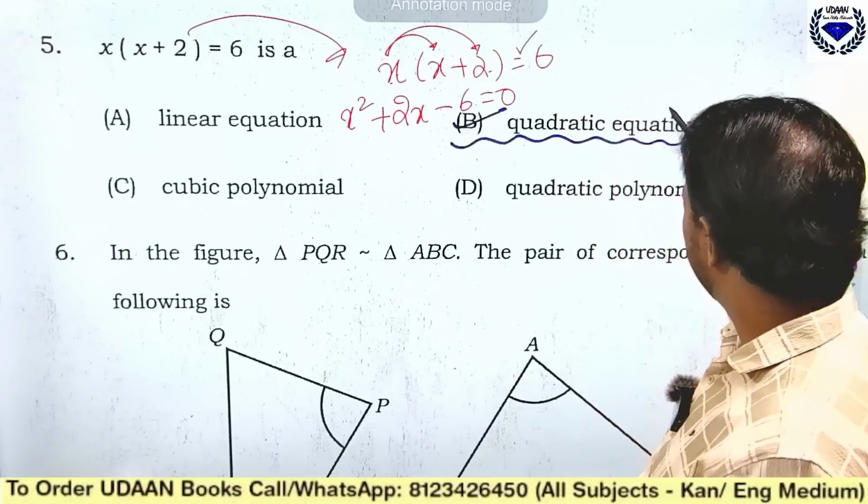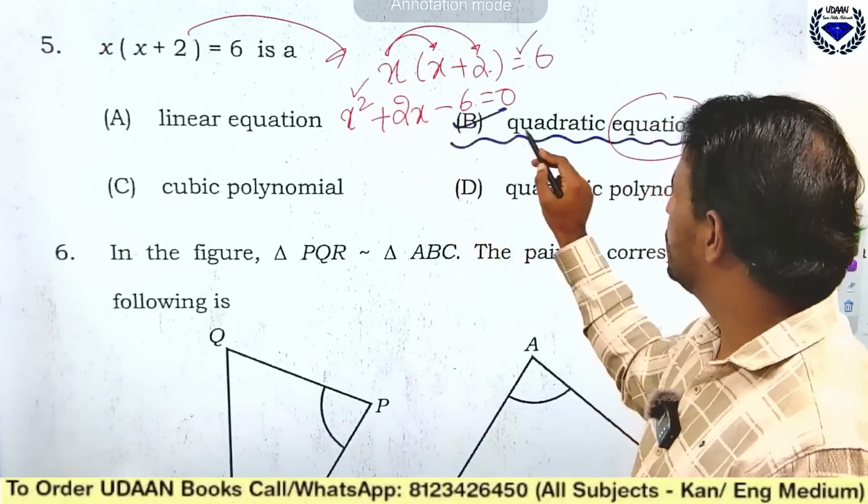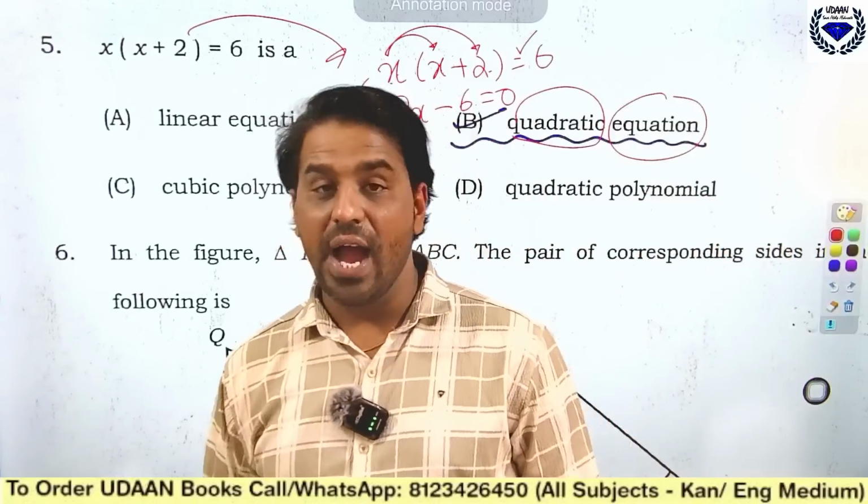Since it has an equal sign, it is an equation, and the power is 2, so it is what? A quadratic equation. I hope you are getting it.